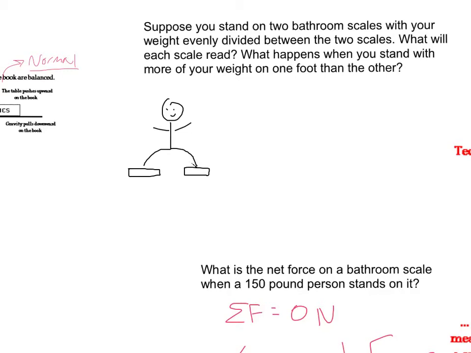If you lean more on one scale than the other, more than half your weight will read on that scale, but less on the other. So they'll still add up to your weight. Like the gymnast in that previous question, hanging by the rings, if one scale reads 2/3 of your weight, the other scale will read 1/3 of your weight.